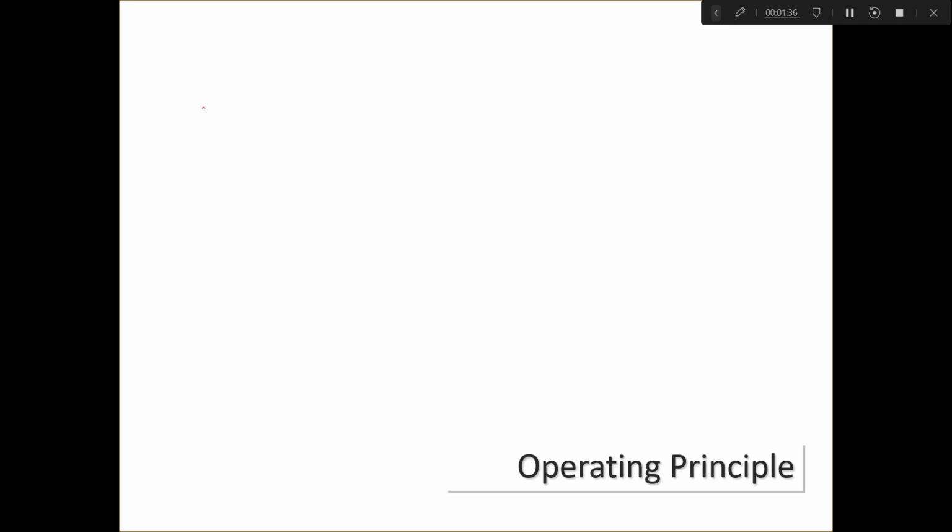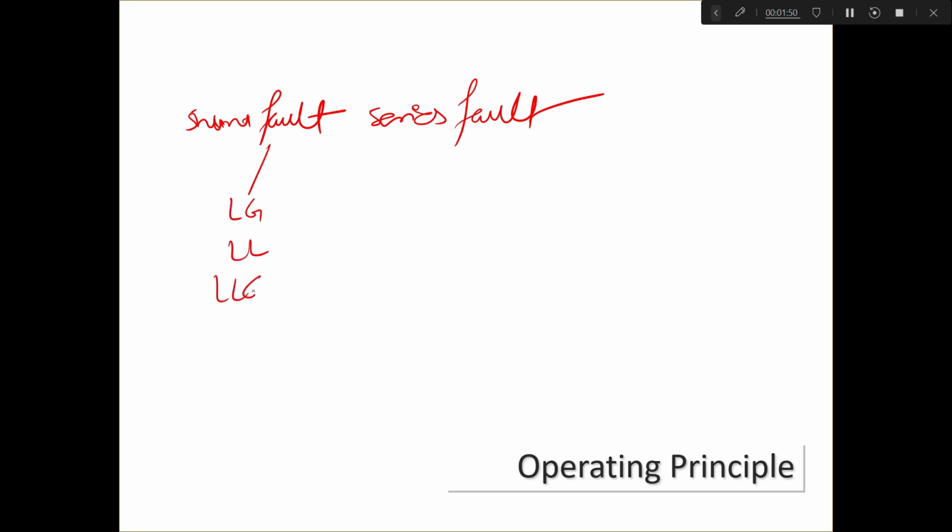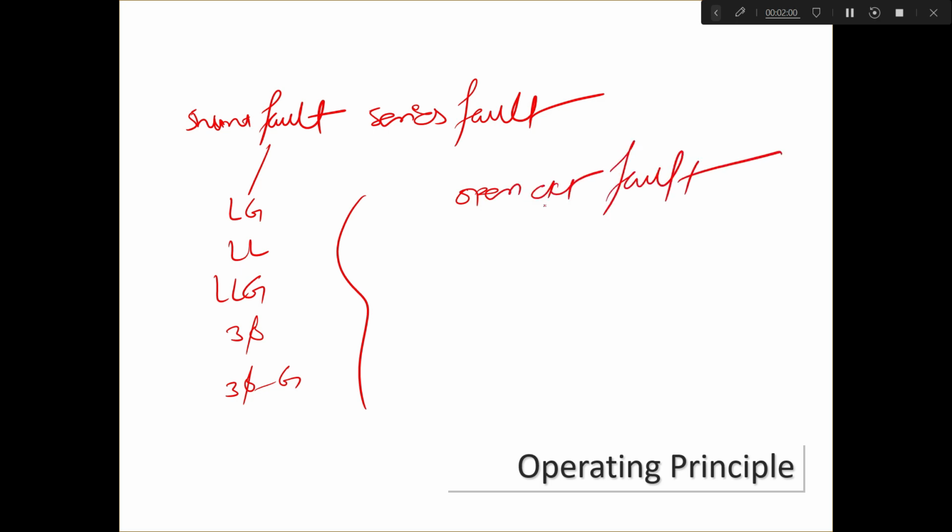Generally, in the transmission lines, there are two types of fault. One is called shunt fault and the other is called series fault. These are two types of unbalanced faults. In case of shunt fault, these can be single line to ground fault, line to line to ground, three phase or three phase to ground faults. In case of series fault, it can be open circuit fault, which is also called open conductor.